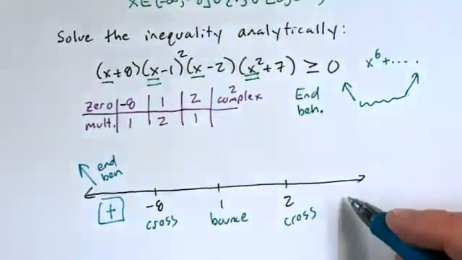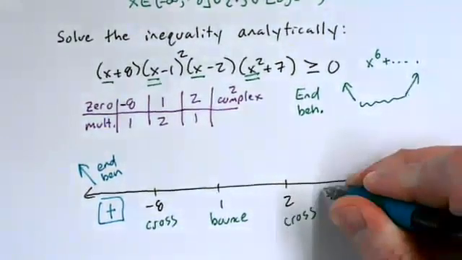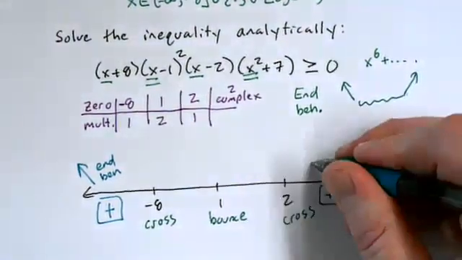And we have end behavior for this region also. On the far right of this graph, it's going to be going up, up, up, up, up forever and ever. So that whole region must be positive also because of the end behavior.